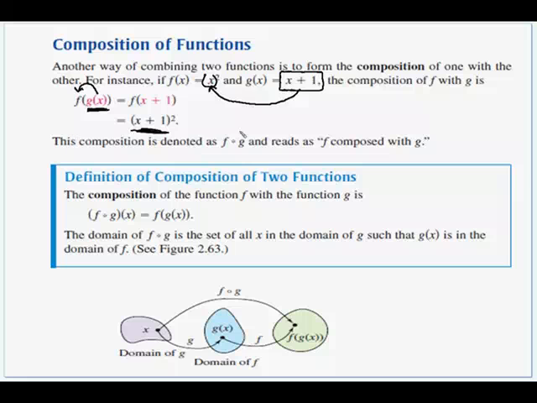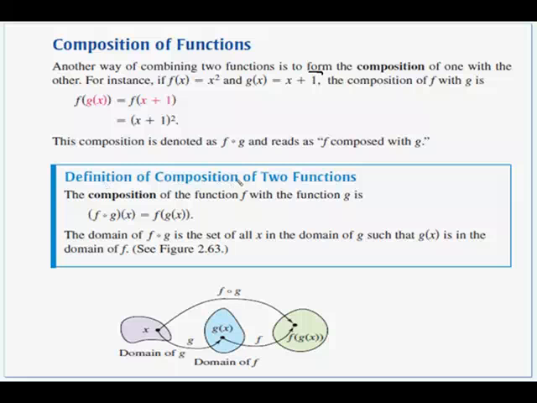And this composition is denoted as f compose g. It's not f times g with the little colored in dot; it's different, that open circle, and that's read as composed. F composed with g.